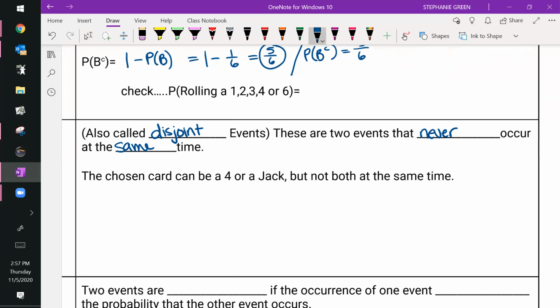Alternatively, that card can be a black and a jack. It is possible for a card to be both black and jack. So the event of drawing a black card and the event of drawing a jack are not mutually exclusive. In order to be mutually exclusive, it has to be impossible for the 2 events to happen at the same time. Let's talk about another example. What if I'm rolling a die? If I want to roll an even number and I want to roll the number 2, those are not mutually exclusive because 2 is even. They can occur at the same time. But if I want to roll an odd number, and I have another event where I roll the number 2, those are mutually exclusive because they cannot happen at the same time.